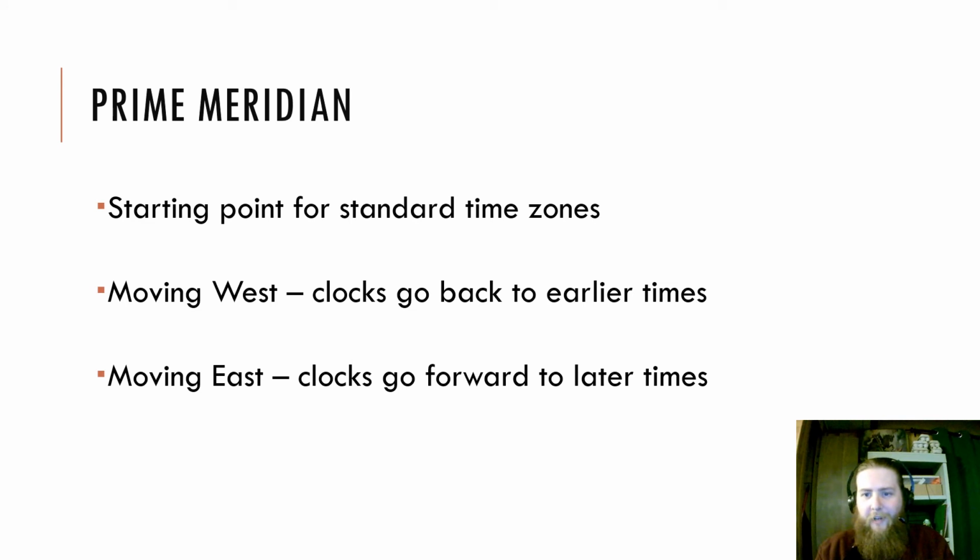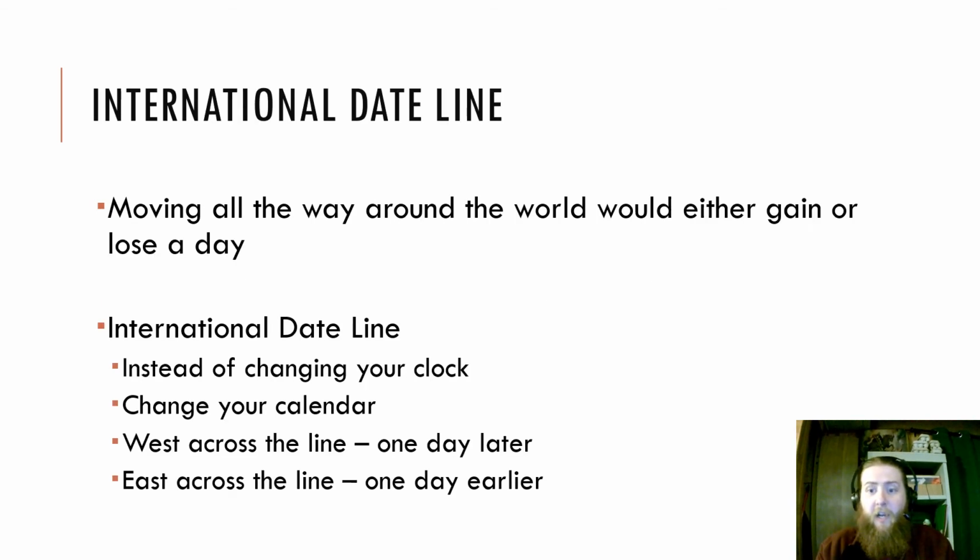The prime meridian is our starting spot. That's where we start worrying about this. Moving west, so if you move over towards this way, your clock goes back to earlier times, and moving east, your clock goes forward to later times. On the other side of the Earth, at the 180 degree longitude line, there's the international date line. Here you either gain or lose a day instead of an hour. So instead of changing your clock, you change your calendar. If you move west, you're moving 1 day later. If you move east, you're moving 1 day earlier.